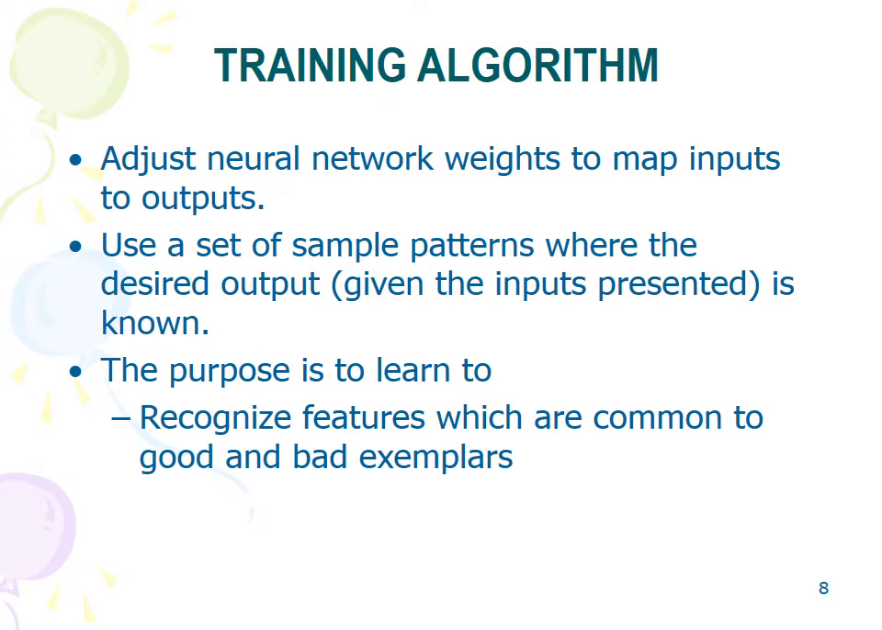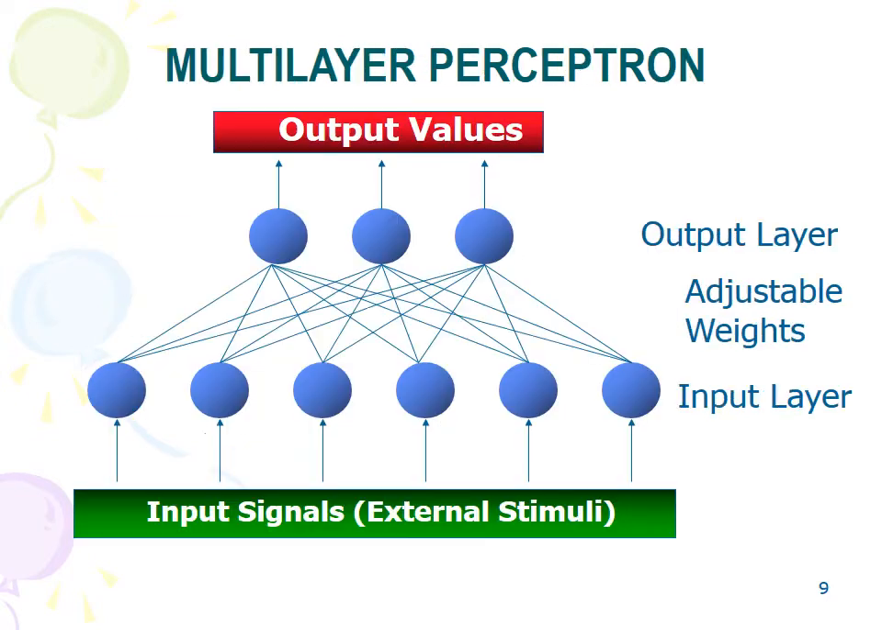The training algorithm will adjust the neural network weights to map the input, because mapping the input with the weights will decide the output. Using a set of sample patterns where the desired outputs for the given inputs are known, this is what a supervised training algorithm is. The inputs are already given, and based upon the inputs the training happens. The purpose of this training algorithm is to recognize the features which are common to good and bad examples.